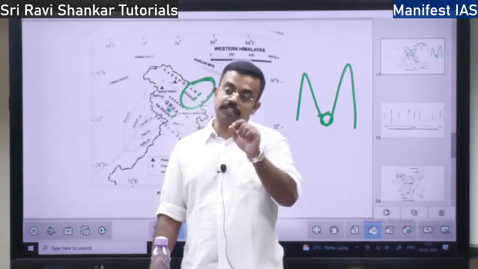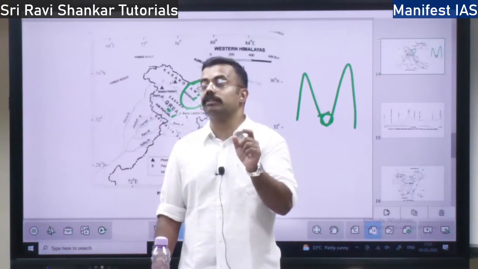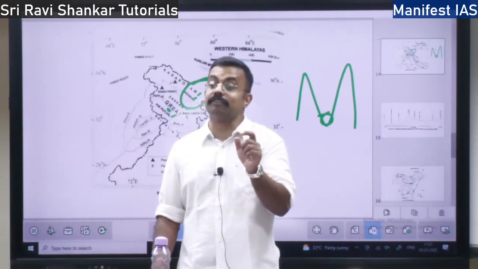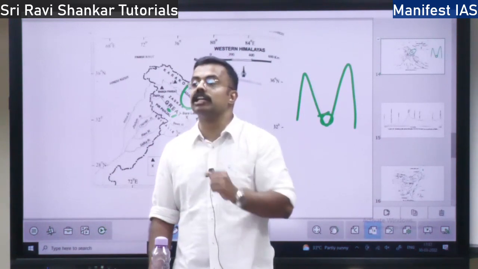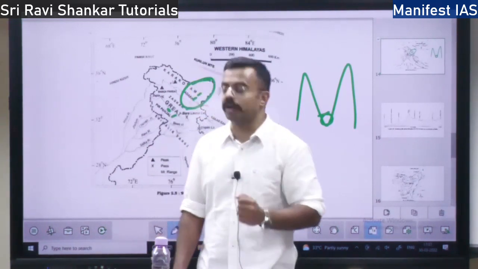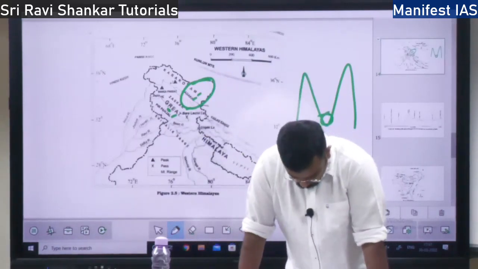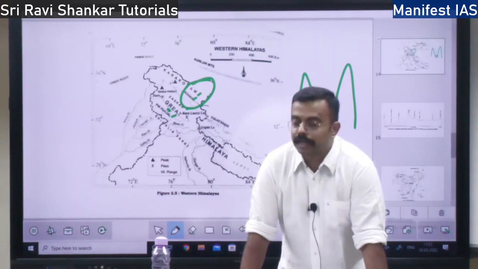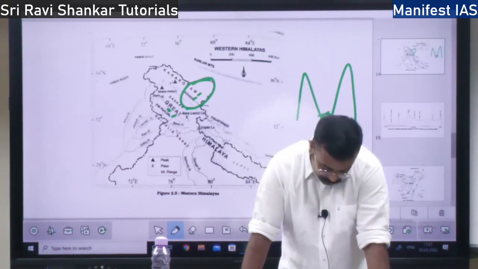So Kashmir is famous for saffron. Why saffron? In Kashmir it is called saffron. Why? Because it is grown in this particular soil called Kareva soil, right? Okay. So there are multiple glaciers also here. Glaciers, you know what is a glacier, from where the rivers originate.